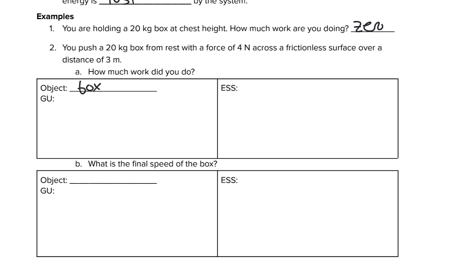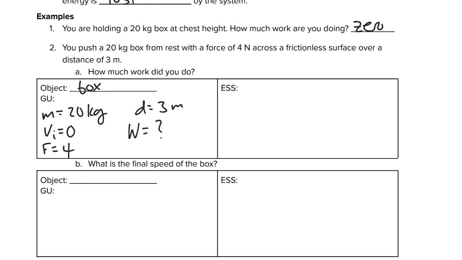And what are the things we know about it? We know that it has a mass of 20 kilograms. We also know that it was moved from rest, so that's an initial velocity of 0. And we know it was moved with a force of 4 newtons, and a distance of 3 meters. The question is, how much work did you do?